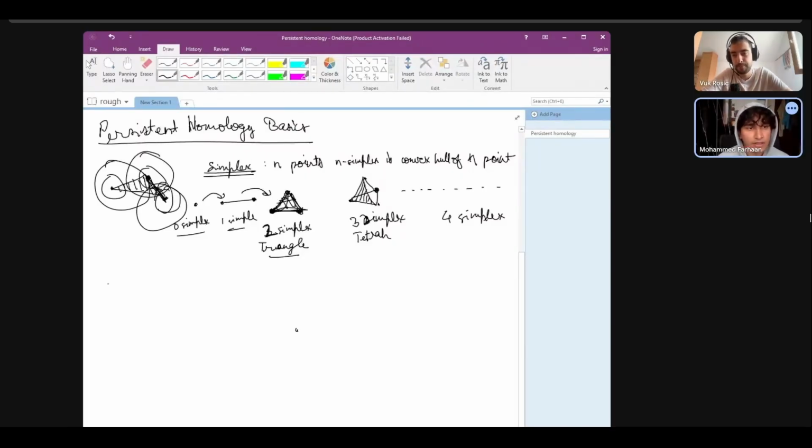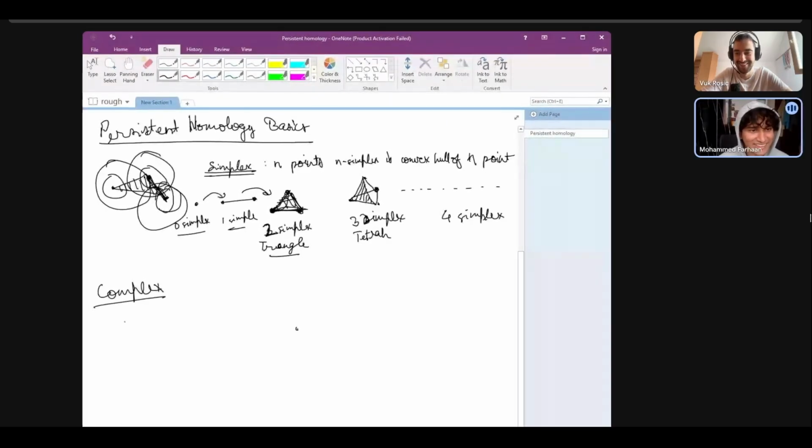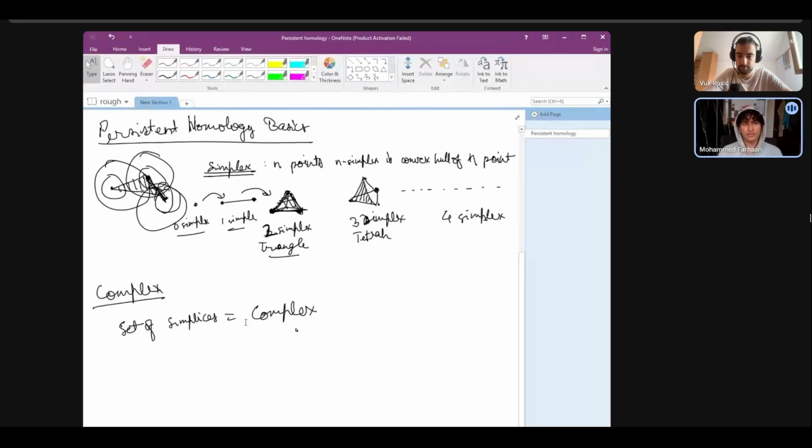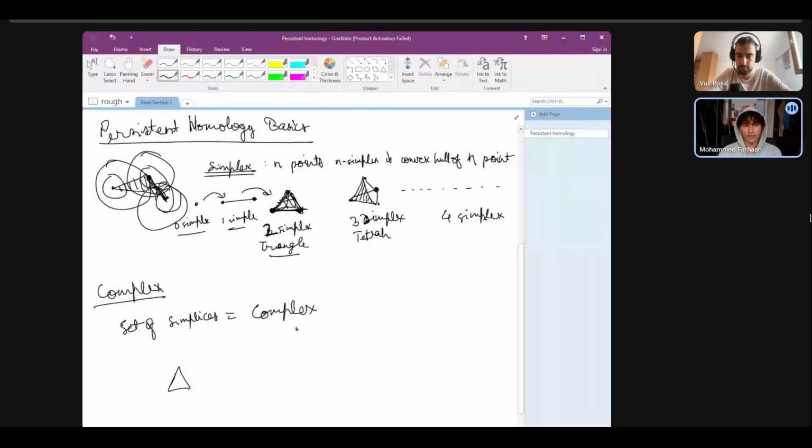Now a complex is not complicated. We're just taking a bunch of simplices together. So a set of simplices is called a complex. Mostly we'll be looking at connected simplices. So for example, if I drew, let's say, a triangle over here, I will draw a tetrahedron over here.